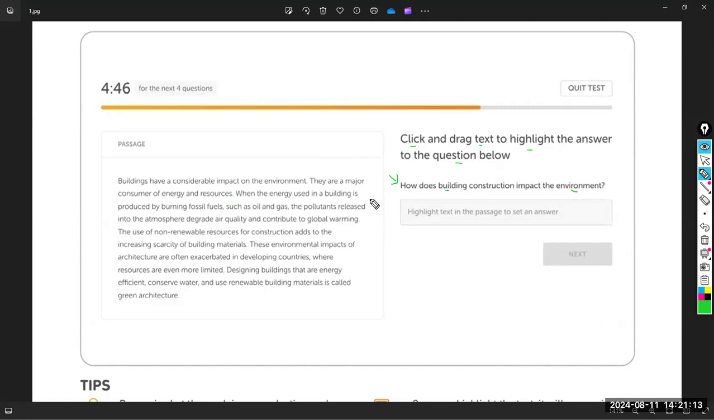Let me tell you something, guys, about highlighting the answer. We have 2 skills we should consider. The first skill is skim. The second skill is scan. Let me show you the difference between skim and scan, because you have to apply them in the Duolingo exam, especially in reading.